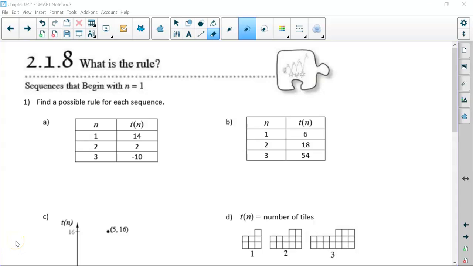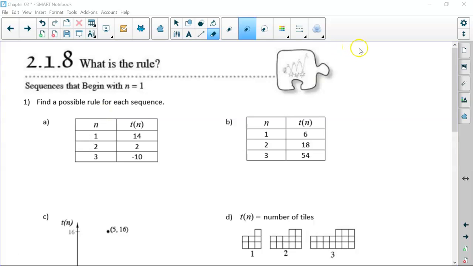Hey, welcome to section 2.1.8. What we're doing is we're just writing the rules for sequences, and we're given when n equals 1. Now, don't forget our rules. We need to find out what n equals 0 is, because that's our initial.